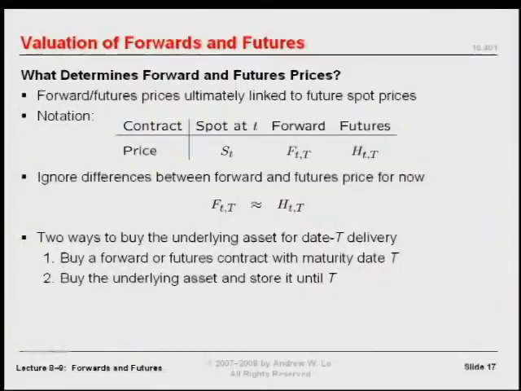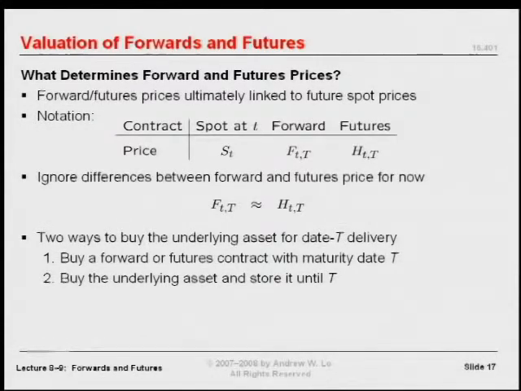So let me start with some notation. I've got a particular contract, let's say a futures or forward contract, and I've also got the spot price of the asset at a point in time. So I'm going to let S of t denote the spot price. I'm going to let F of little t, big T denote the forward price, and H of little t, big T, the futures price. And for now, I'm going to just assume that H and F are pretty close.